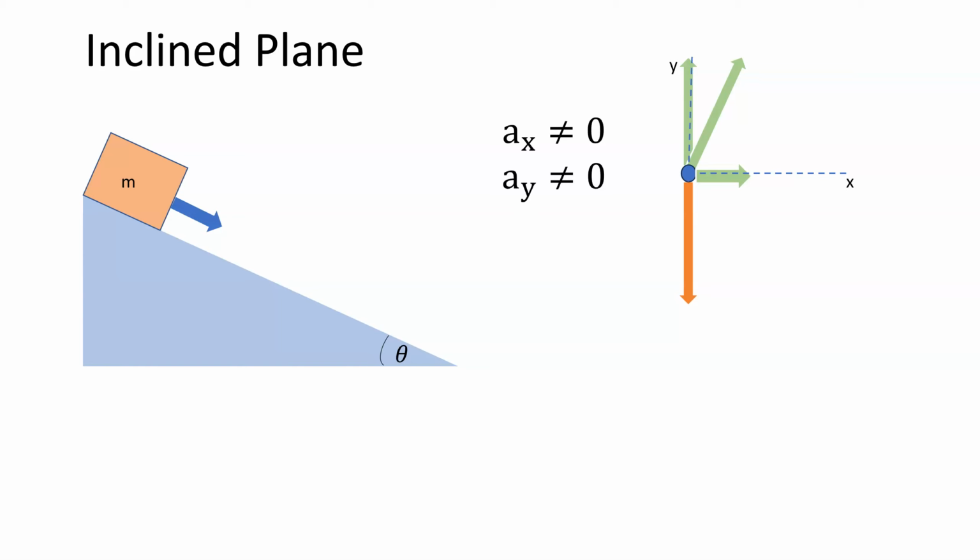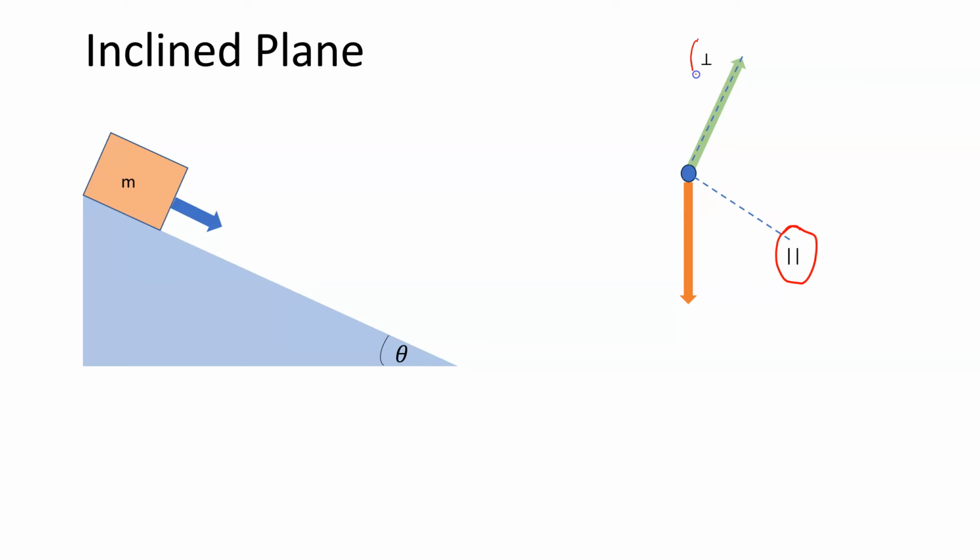That's not that big a deal, but physicists are pretty lazy, and if we don't have to have two non-zero equations, we'd rather not. So is there a way where we can rig it so at least one of these is zero? Yeah. What we do is, instead of looking at the x and y directions, we put one direction parallel to the plane and the other direction perpendicular to the plane. So parallel to the plane along the direction of motion, perpendicular to the plane, perpendicular to the direction of motion.